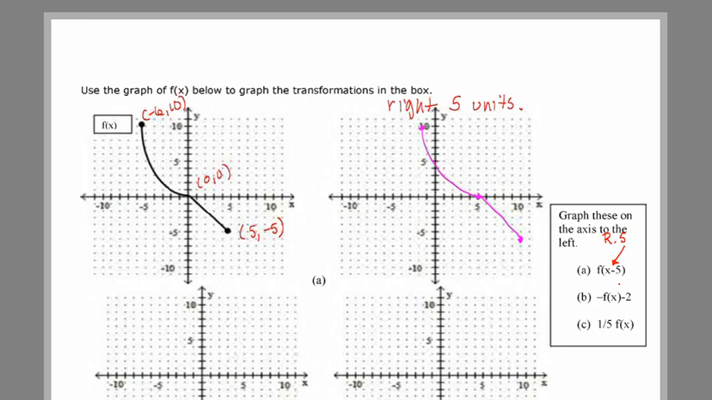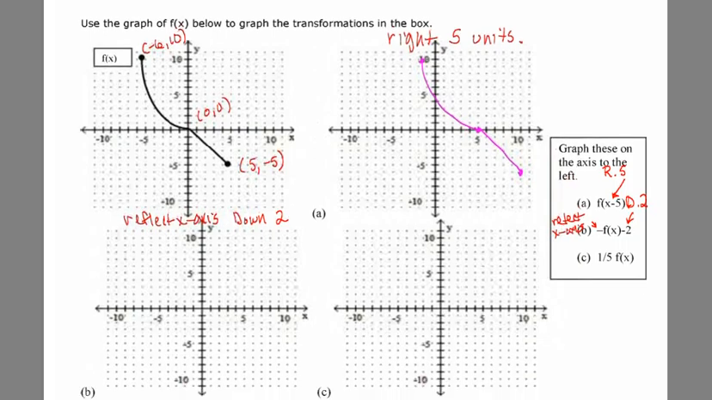Let's look at this one. This one is going to go down 2 units, and the negative is going to reflect across the x-axis. So let's take this shape and reflect across the x-axis and shift it down 2 units. Now let's look at our original shape that we have up there, and let's think of the ordered pairs.